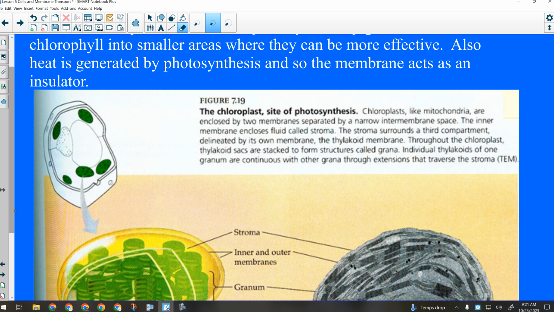And you can actually see here in the description, it's talking about membranes, and then a membrane, and then a membrane, and then another membrane. Like, there's a whole bunch within the chloroplast of layers in there. Okay, so chloroplast carries out photosynthesis.